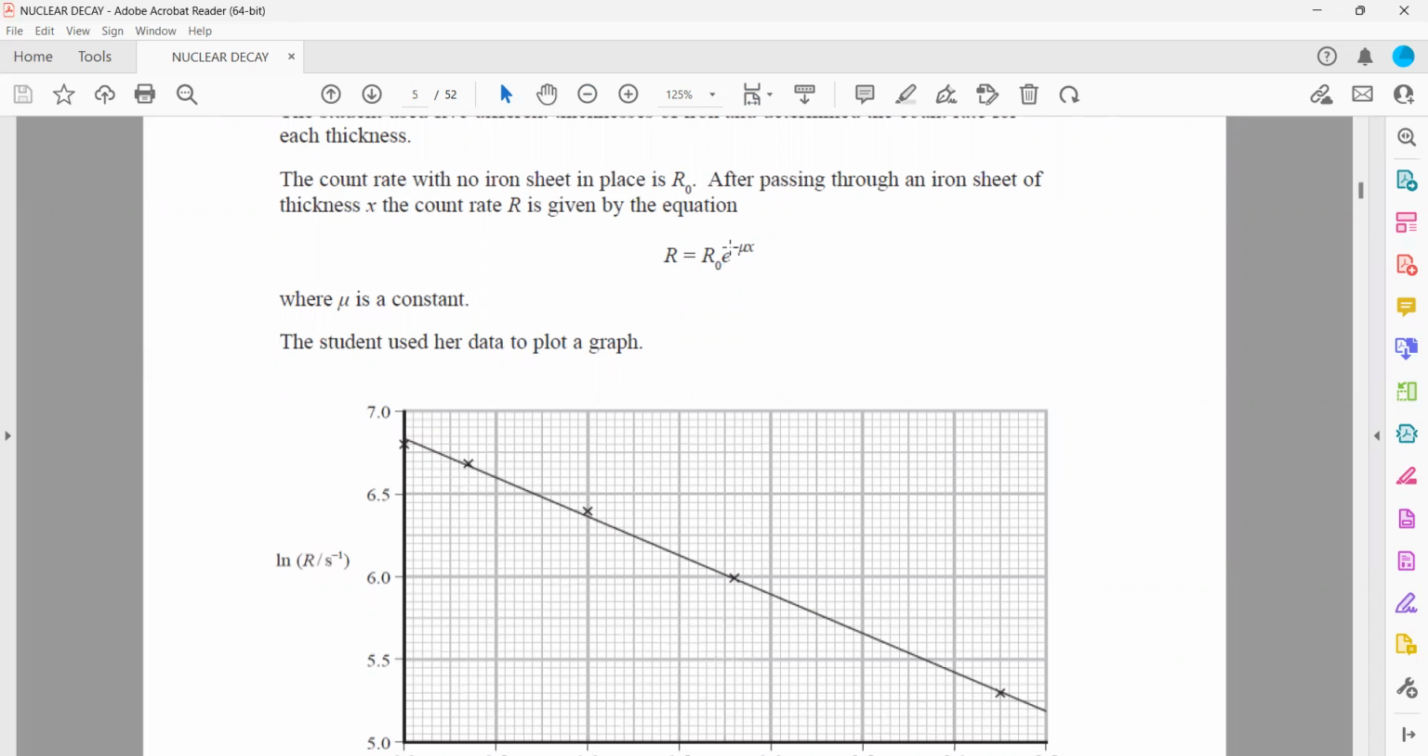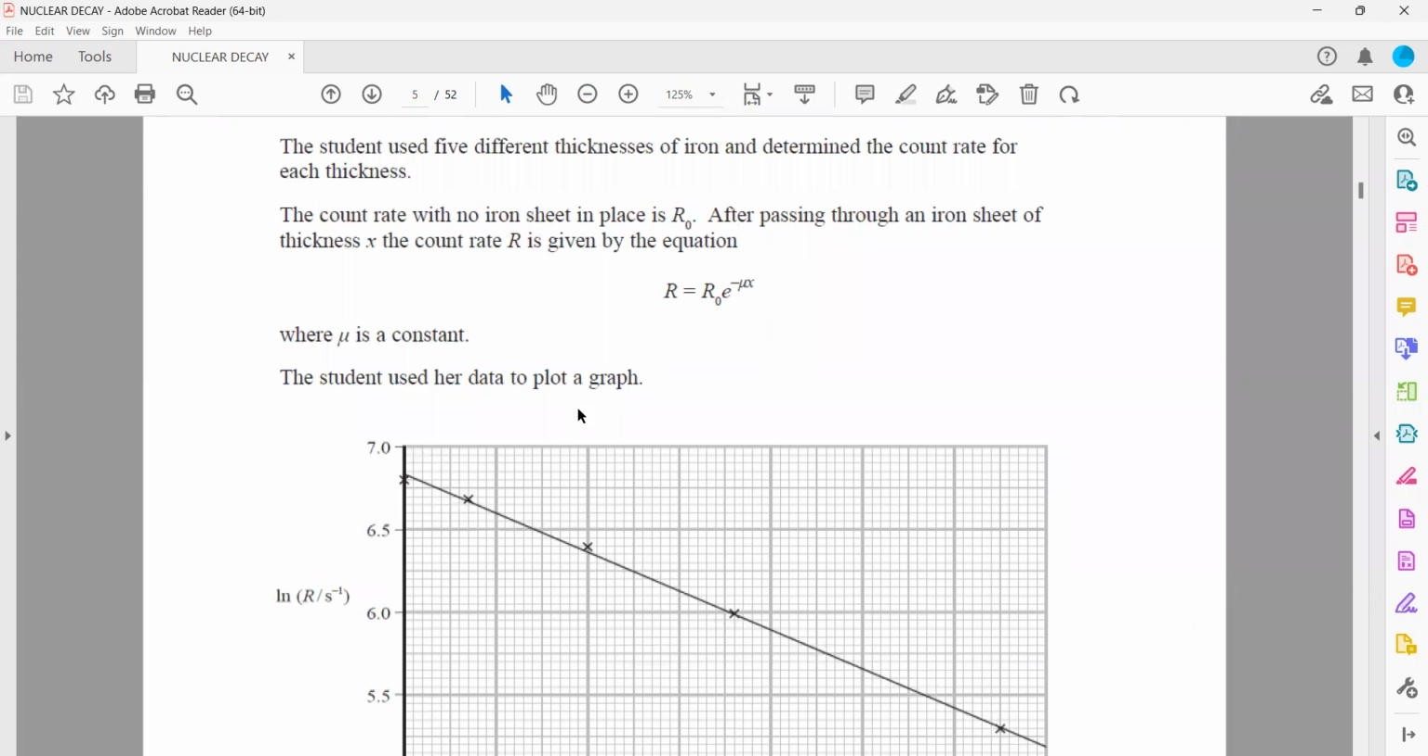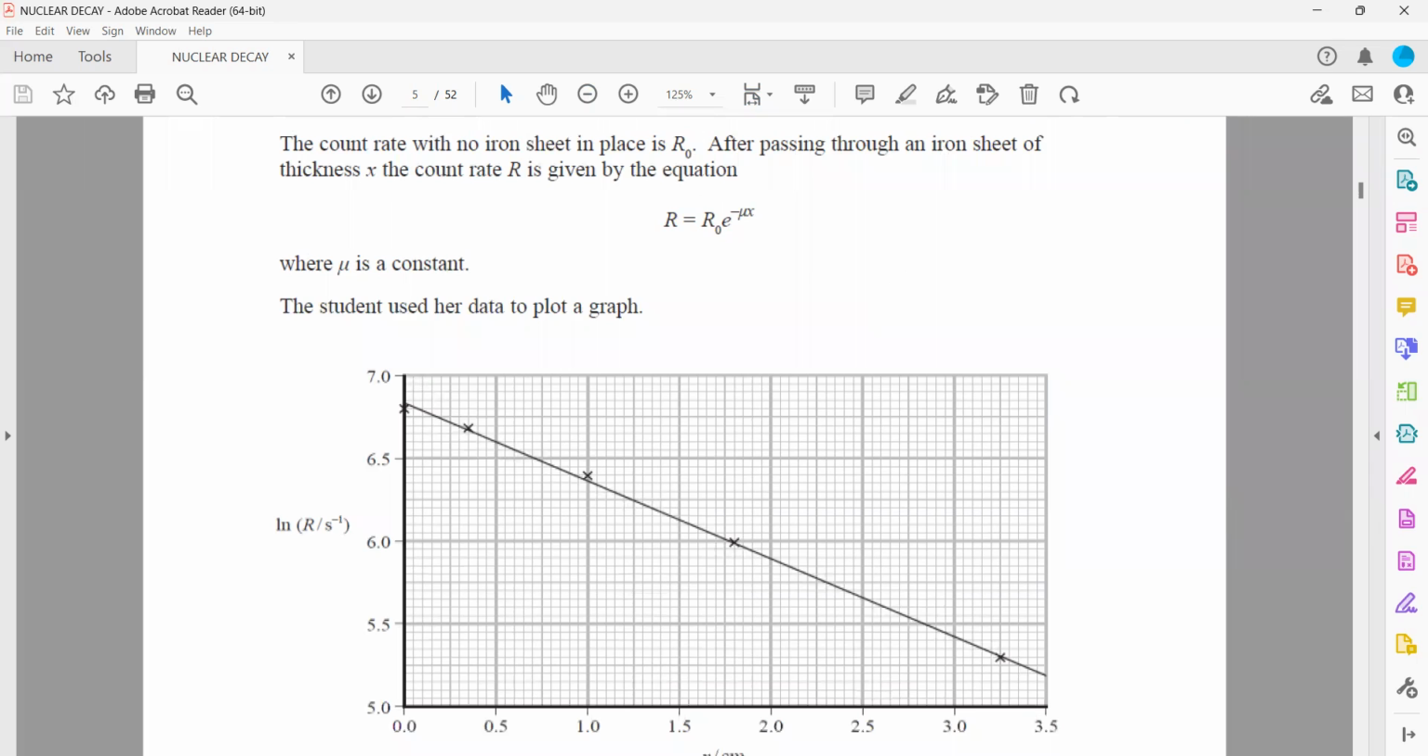The count rate with no iron sheet placed is R naught. After passing through an iron sheet of thickness X, the count rate R is given by this equation: R equals R naught e raised to power minus mu X, where mu is a constant.